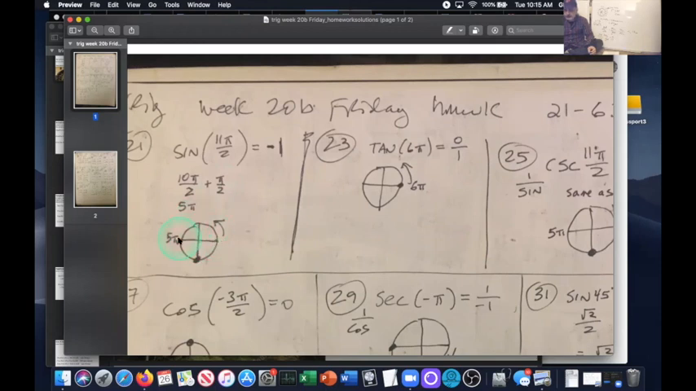Rotating positively, we'll wind up here where the odd pi's are. We go another pi over 2, so that's the location. The sine is the y value, so right there, -1.